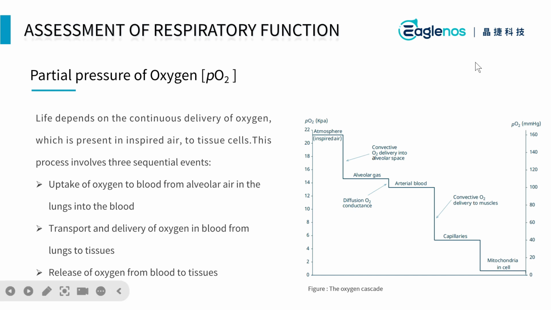Finally, oxygen is released from hemoglobin in the blood to the tissues, where it is used for cellular metabolism. This release is facilitated by the difference in oxygen partial pressure between the blood and the tissues. Factors such as the body's temperature, pH, and carbon dioxide levels can influence this process, which is why monitoring these parameters is critical, particularly in critically ill patients.